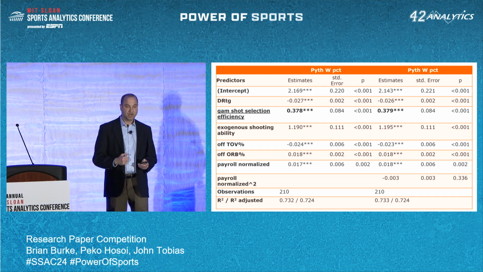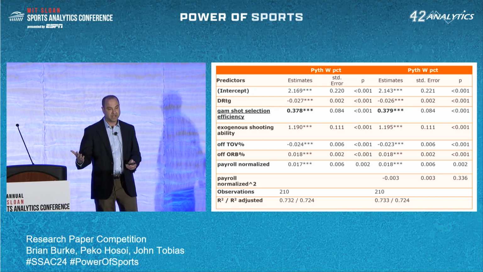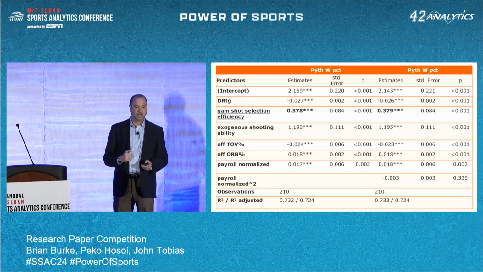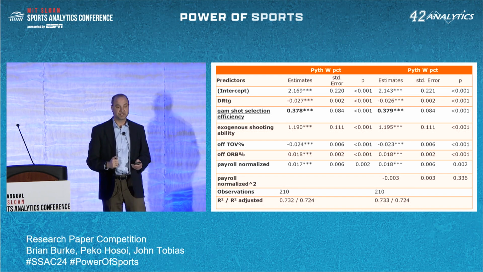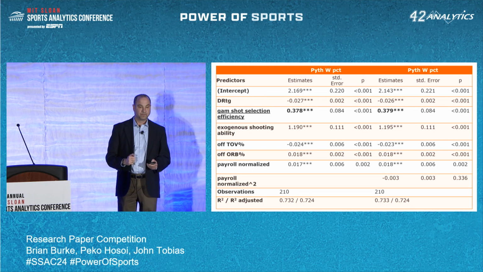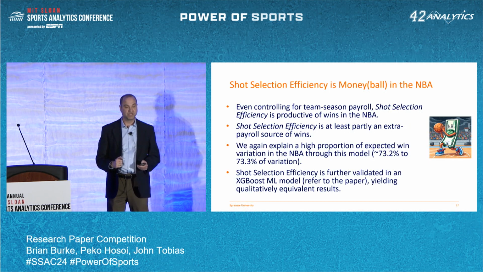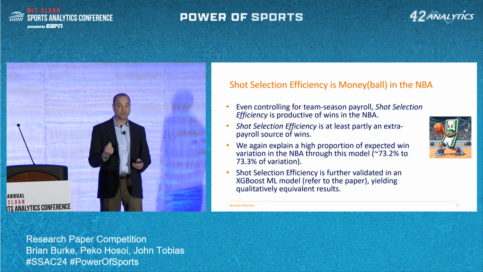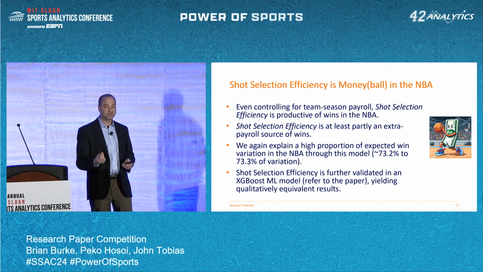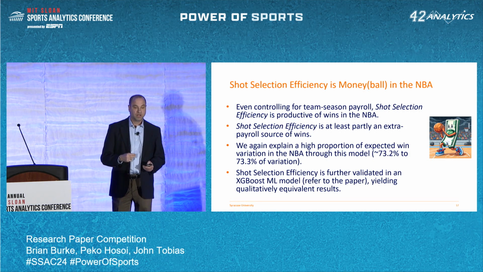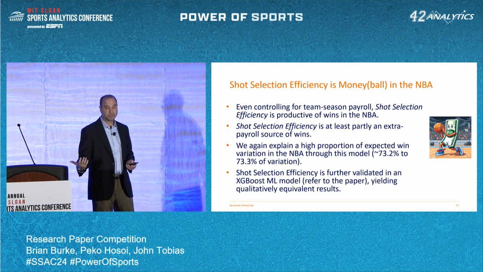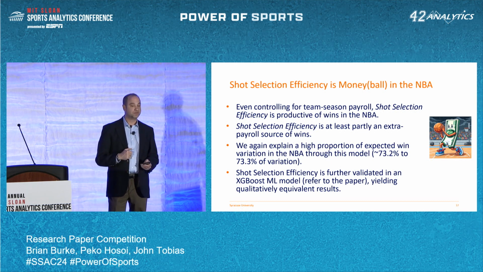And we see in this model, the models are identical on the right-hand side, other than the addition of the payroll features. And we still see in the boldened row, shot selection efficiency is positive, highly significant. And so the interpretation of this is even controlling for team season payroll, shot selection efficiency is productive of wins in the NBA. So shot selection efficiency is at least partly an extra payroll source of wins.